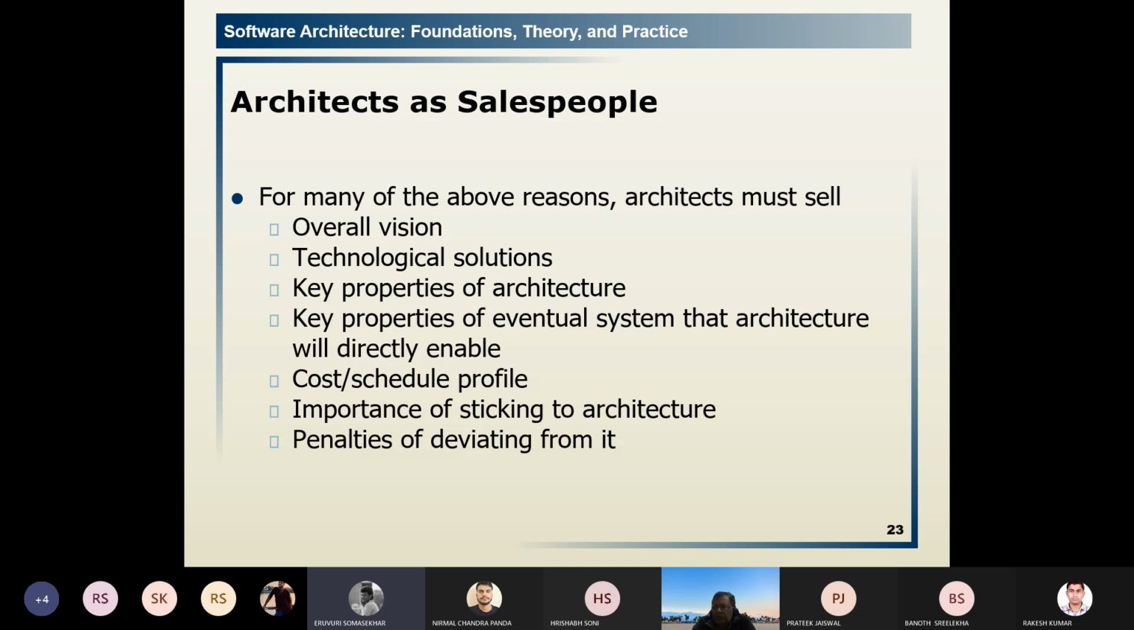Somu, make your system mute. Somu. Okay.